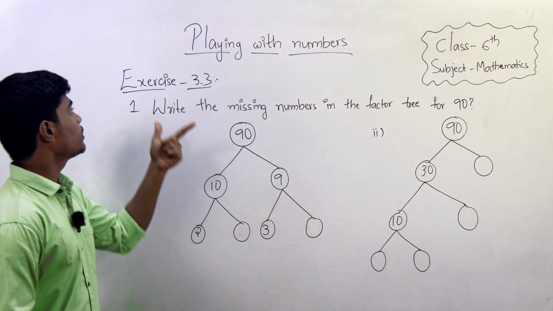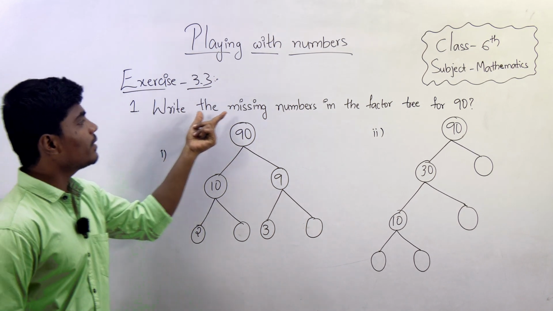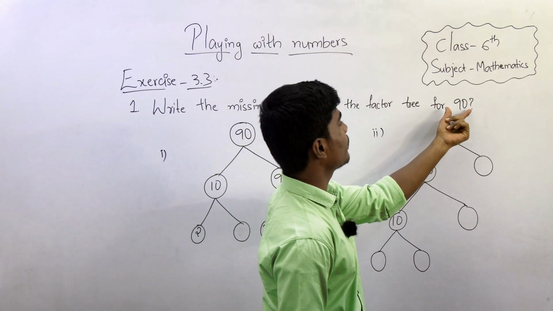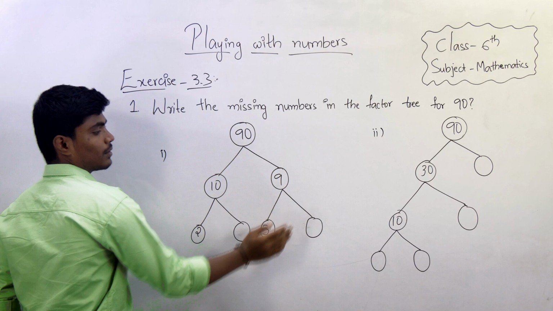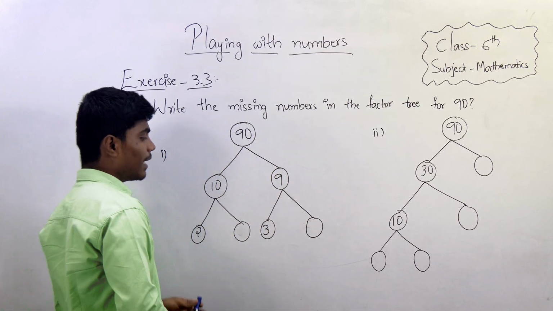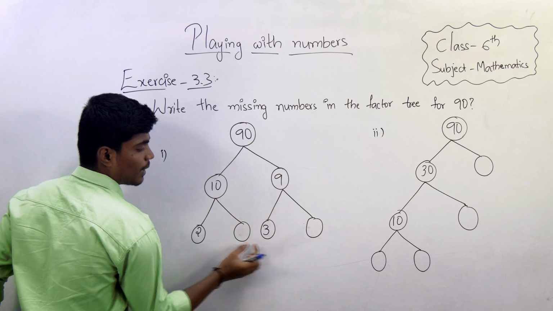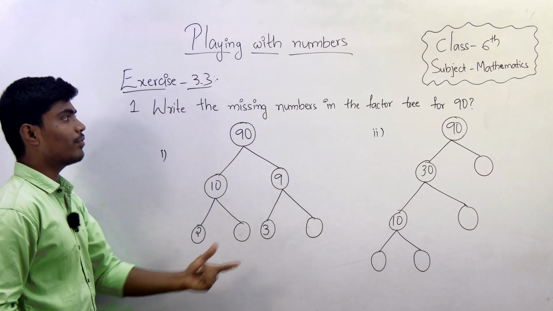Now let's move to exercise 3.3. Question 1: Write the missing numbers in the factor tree for 90. Here 90 is expressed as prime factors using the factor tree method. We can see some numbers are missing, and we have to fill in the missing numbers in the factor tree.